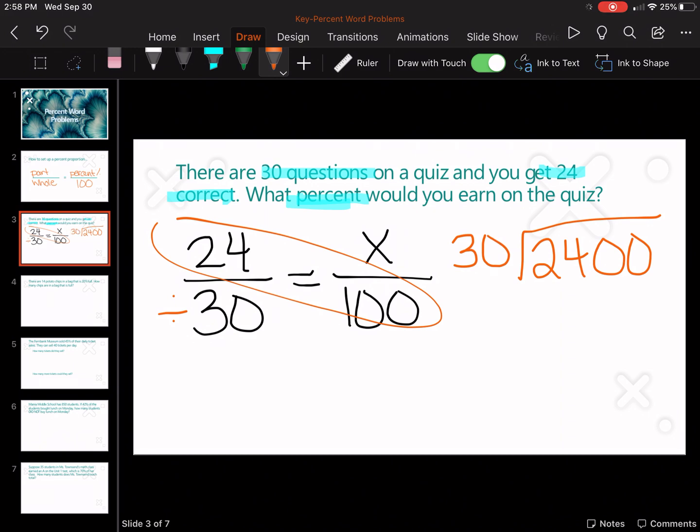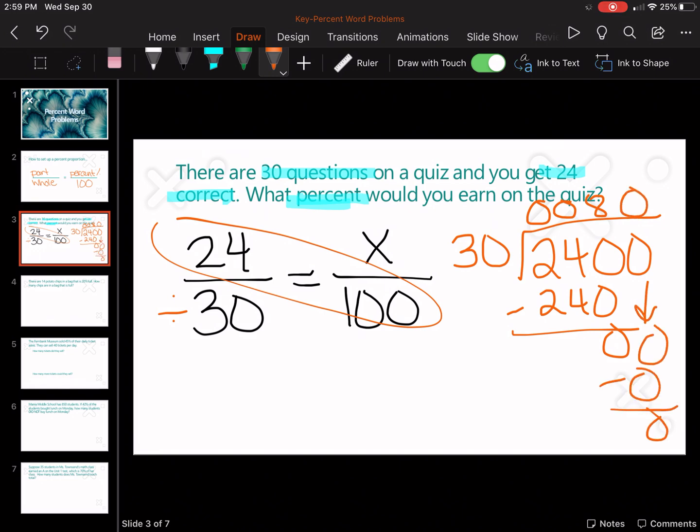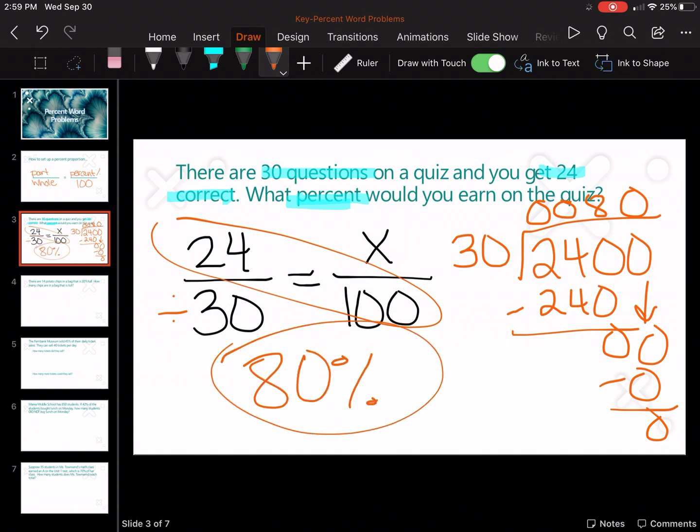Okay, 30 goes into 240. Well, I know that 3 times 8 is 24, so 30 times 8 is going to be 240. Bring the 0 down. 30 goes into 0, 0 times. And our answer is 80%. You always need to have units. Your units in this situation is the percent.